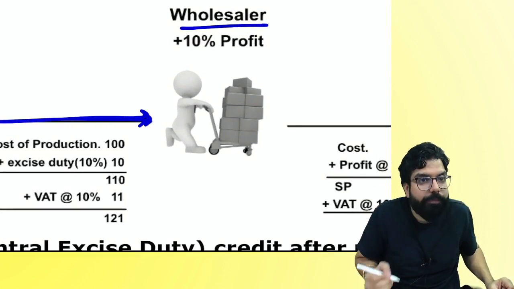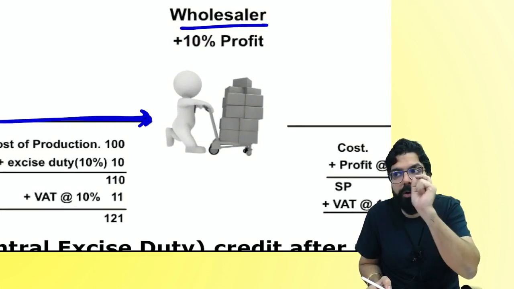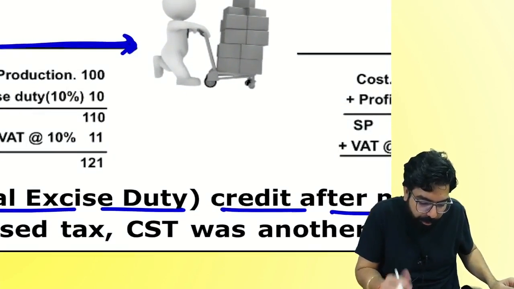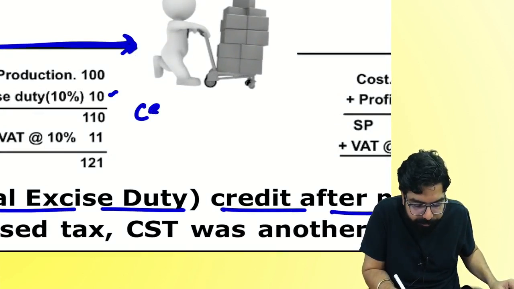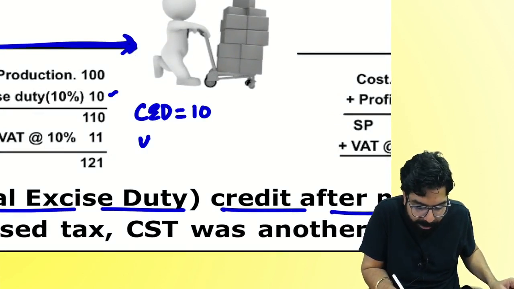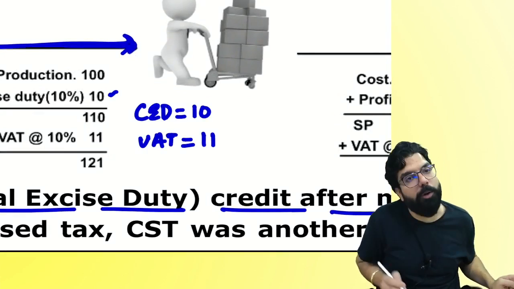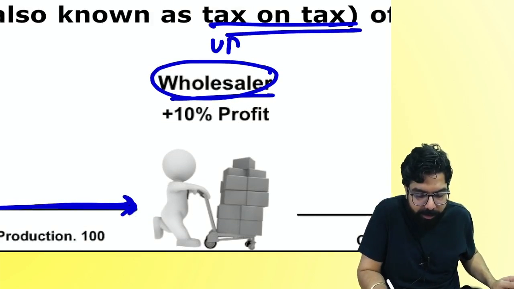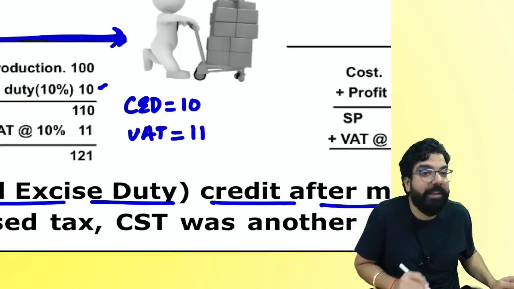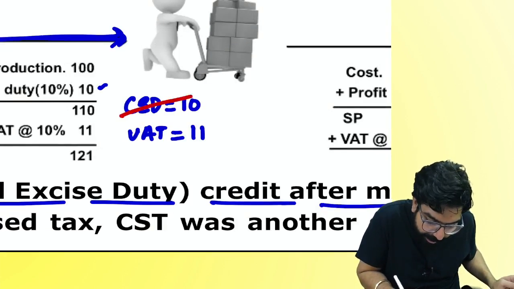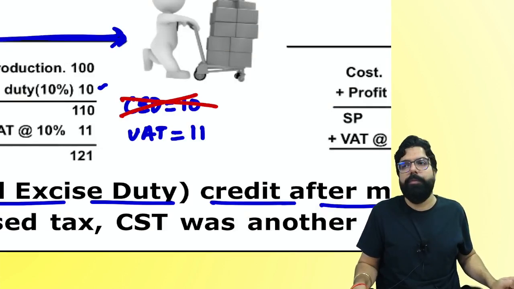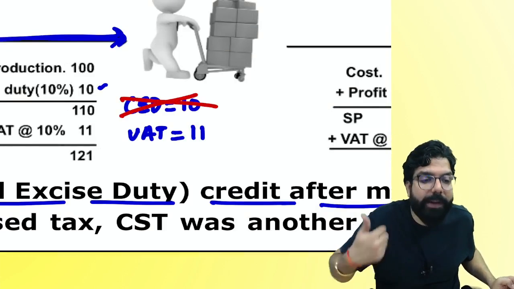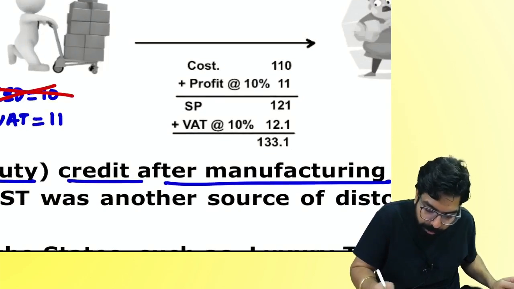I bought some goods. Don't worry about it. The credit concept I'll talk about a little more after some time. When I bought some goods, how much excise duty did I pay? 10 rupees. How much VAT did I pay? 11 rupees. But you know what? Wholesalers are only registered under VAT. They are not registered under excise. And hence they will not get any credit of the excise duty. They will not get any credit. When you don't get the credit of any tax, it becomes part of your cost.